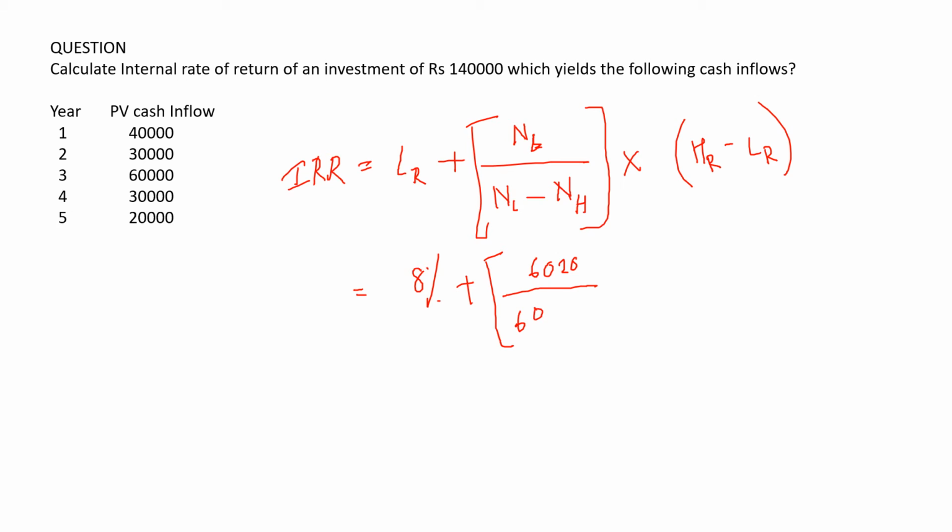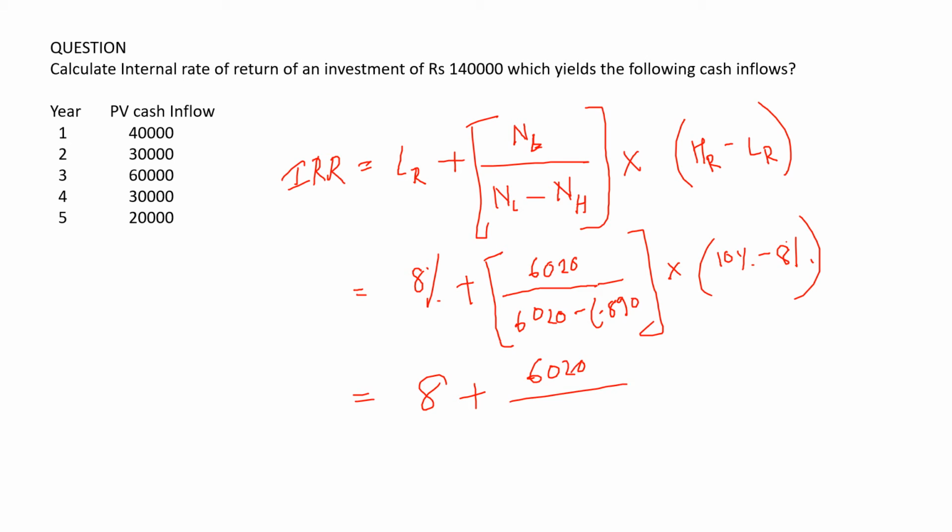Now 6020 minus the NPV of the higher discounting rate, that is 890. Yes, that is minus 890, into the higher discounting rate is 10% and then the lower discounting rate is 8%. So while calculating it, 6020 minus, again there is a minus sign, so it will be minus minus, it will become plus, so we will be adding it up and we will be getting 6910. Yes, into 2%, that is a 2.